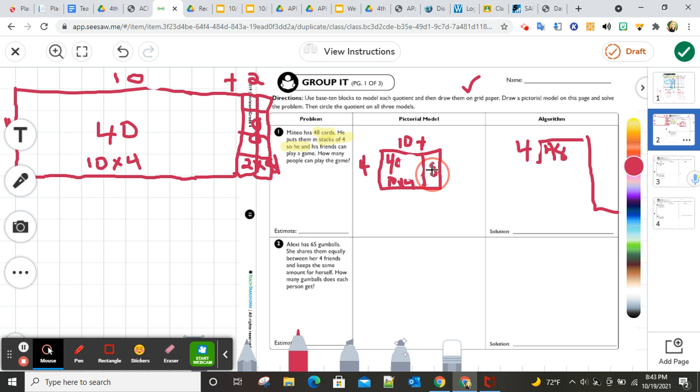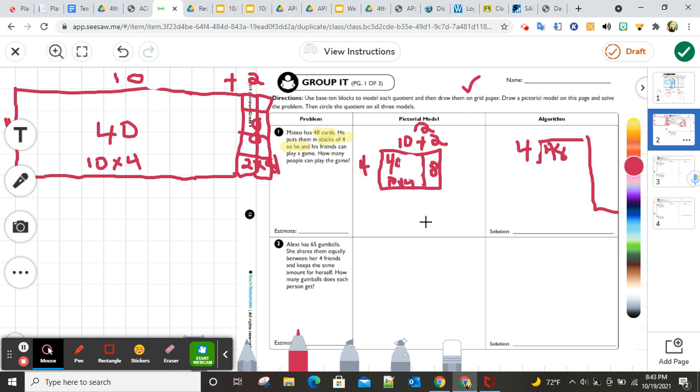I need to say what, and I'm not done because I need to be at 48. So 40 plus 8 is 48. What times 4 equals 8? Well, 4 plus 4 is 8. So 2 4s. So I know that 10 plus 2 is 12. So that is my quotient, which is the other side of my area model.